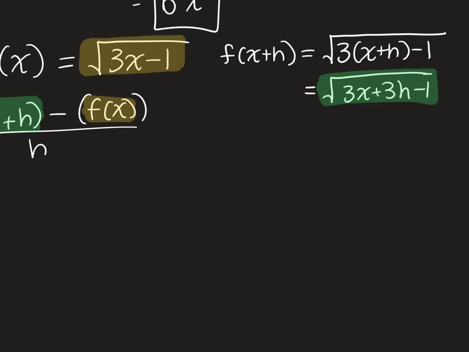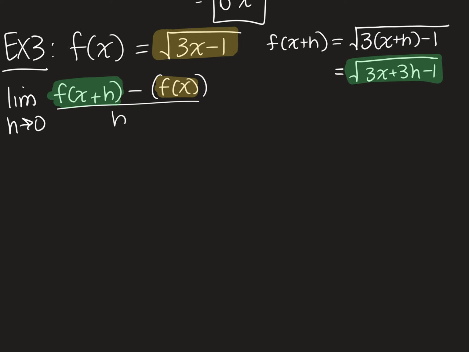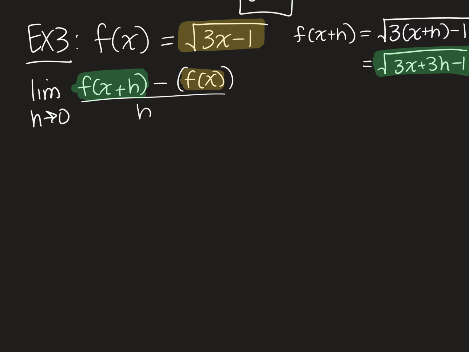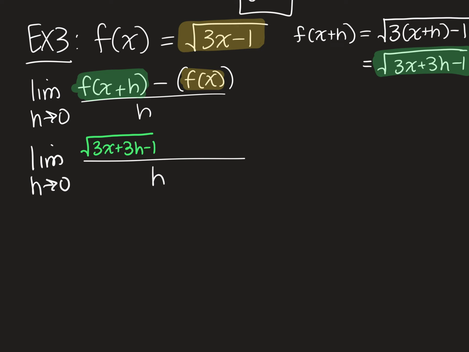Okay. So let's plug all this information into our limit. Let me zoom out just a little bit here. All right. So I've got my limit as h approaches 0 of some fraction with h as a denominator. That fraction is what we get when we replace f of x plus h with what we've written in green, so the square root of 3x plus 3h minus 1, minus, and I'm going to put it in parentheses, the square root of 3x minus 1.